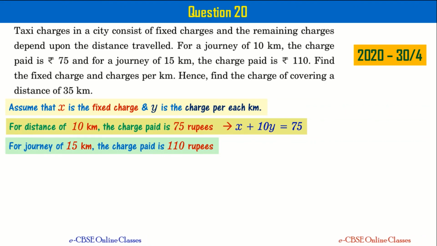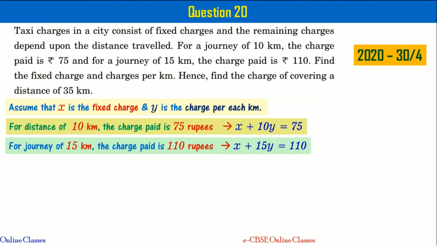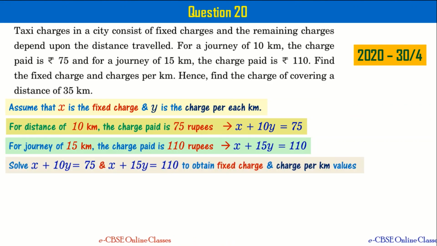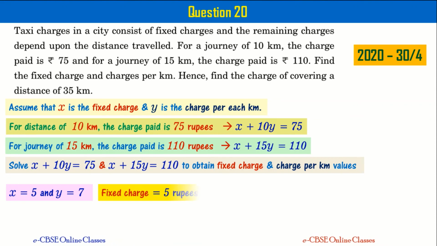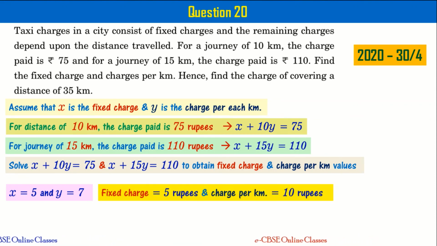The next statement is for journey of 15 kilometers, the charge paid is 110 rupees. It means X plus 15Y equal to 110, right? One has to solve these two equations to obtain fixed charge and charge per kilometer, right? I'm not going to do that. Please do it using elimination method or substitution method such that you will get X equal to 5 and Y equal to 7. It means the fixed charge is 5 rupees and charge per kilometer is 7 rupees.